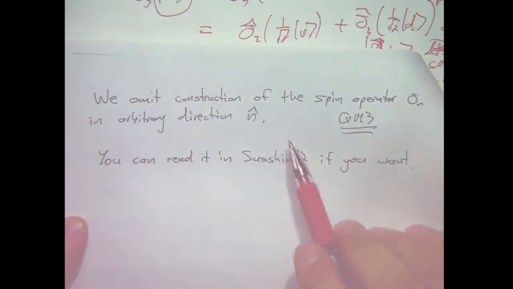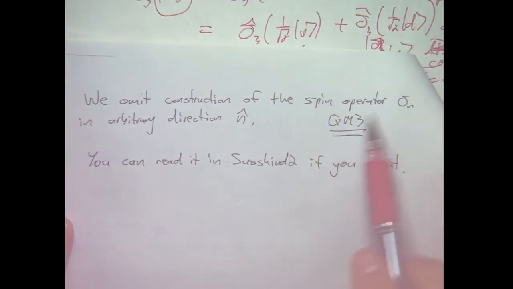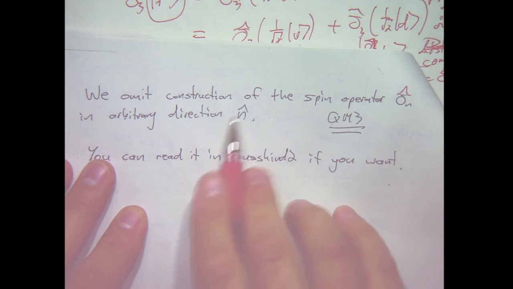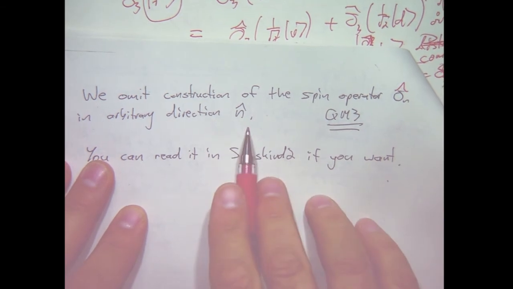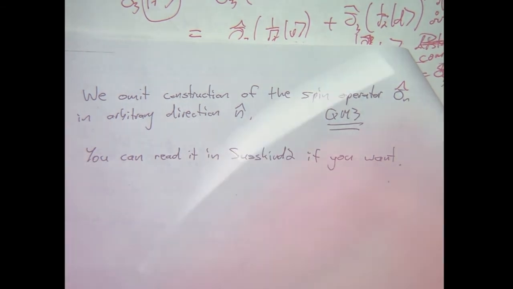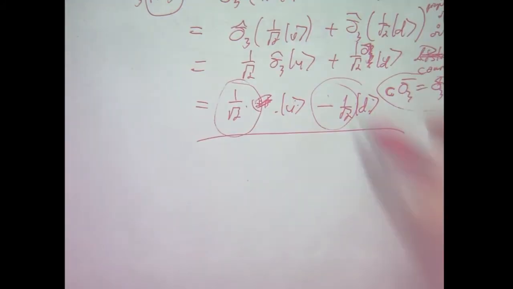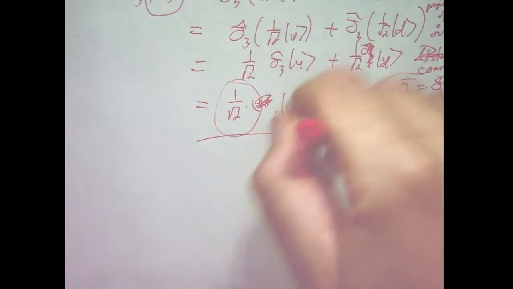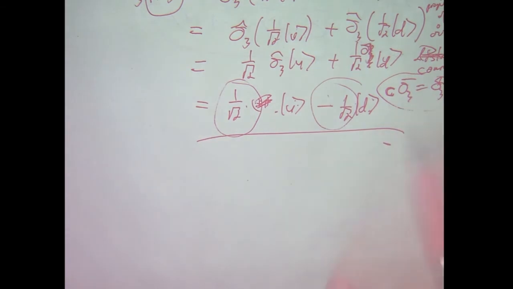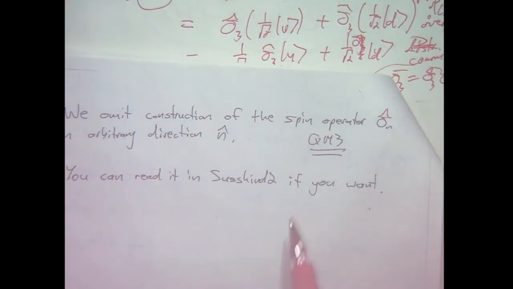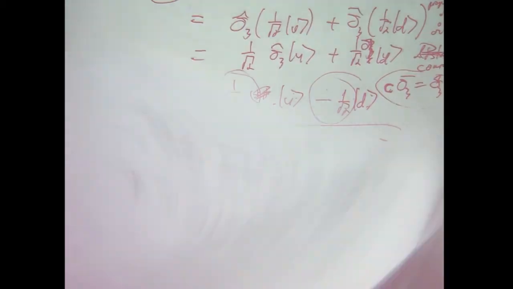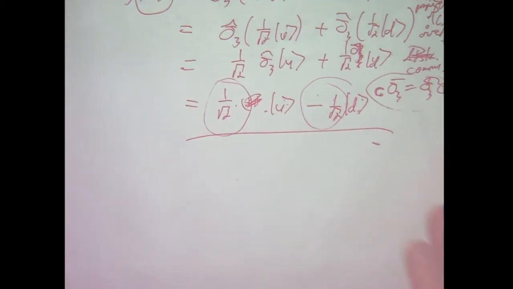Susskind 2 goes on to construct the spin operator sigma n for measurements along an arbitrary direction n. I don't want to do that because I think I've shown the point of how the mechanism of quantum mechanics works a little bit. You can read Susskind 2 if you want, but we're going to do it in QM3 from higher principles anyway. We'll have a break in a minute.